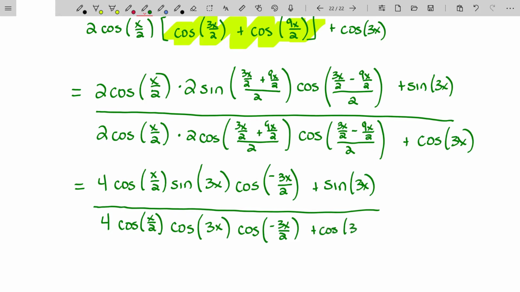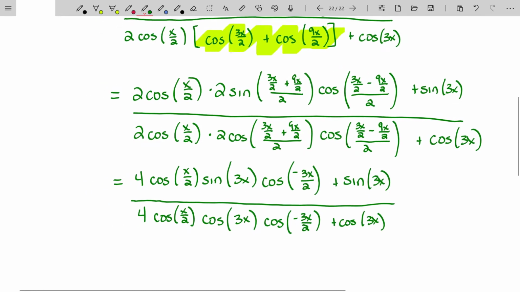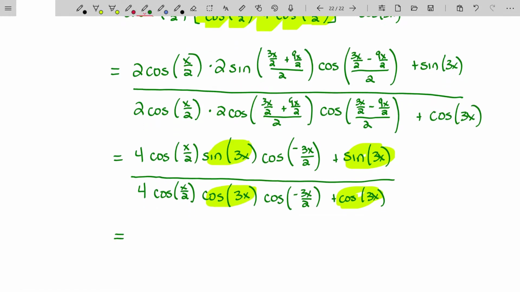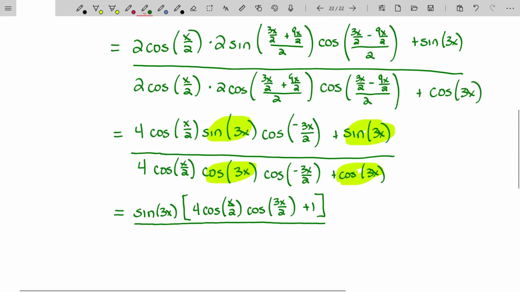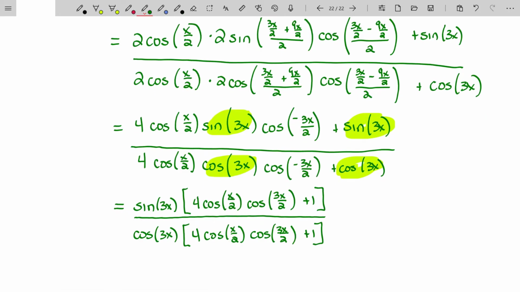Plus cosine 3x. Now, I can easily see that both terms in the numerator have a sine of 3x in common, and both terms in the denominator have a cosine of 3x in common. So I'm going to factor those out of this statement. In the numerator, factoring out the sine of 3x, I'm left with a 4 cosine of x over 2, cosine of 3x over 2, because cosine is even, I don't have to worry about that negative, and then plus 1. In the denominator, I get cosine of 3x times that very same factor.